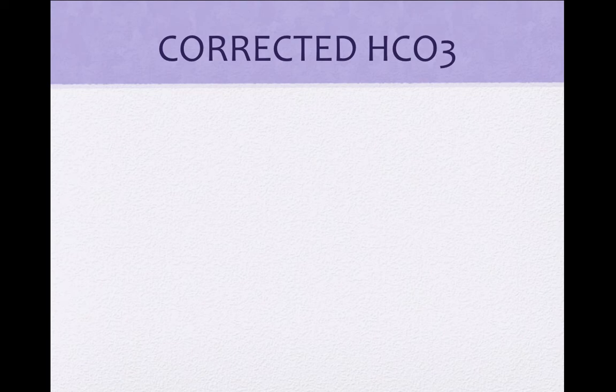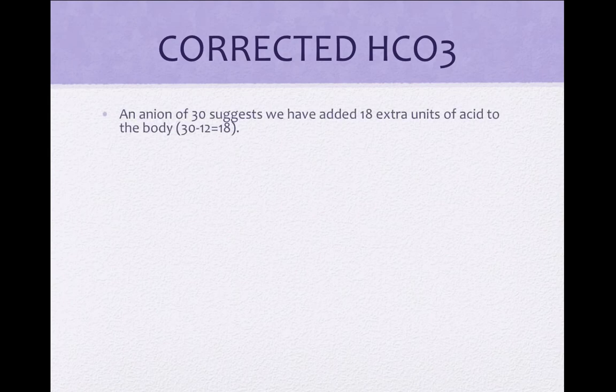Now, if your patient is suffering from high anion gap metabolic acidosis, there's another step that you need to do. Basically, in our body, bicarb is a buffer. When we say a patient has high anion gap metabolic acidosis, it means that there is added acid in the body, and the body's bicarbonate buffers this acid. Hence, that is the reason it is decreased in the first place. So an anion gap of 30 suggests that we have added 18 extra units of acid to the body because the normal is 12. So 30 minus 12 is 18. 18 are the extra units of acid in the body.